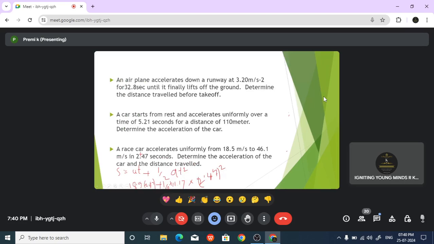Okay. Anyone of you just read that first question? An airplane accelerates down a runway at 3.0 meter per second square for 32.8 seconds until it finally lifts off the ground. Determine the distance traveled before takeoff.